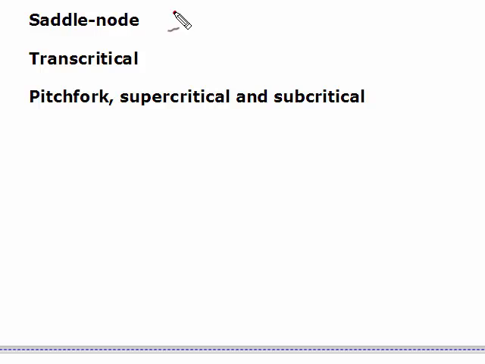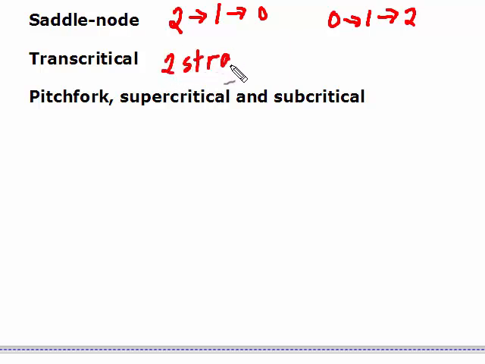So here are the 3 cases. For the saddle node, you have 2 turning into 1, turning into 0, or going the other direction. You have 0 equilibrium values, you pick up 1, and that branches off into 2. For the transcritical, you have 2 straight lines that cross, and when they cross, their stability changes. For the pitchfork, you have 3 turning into 1, or 1 turning into 3.